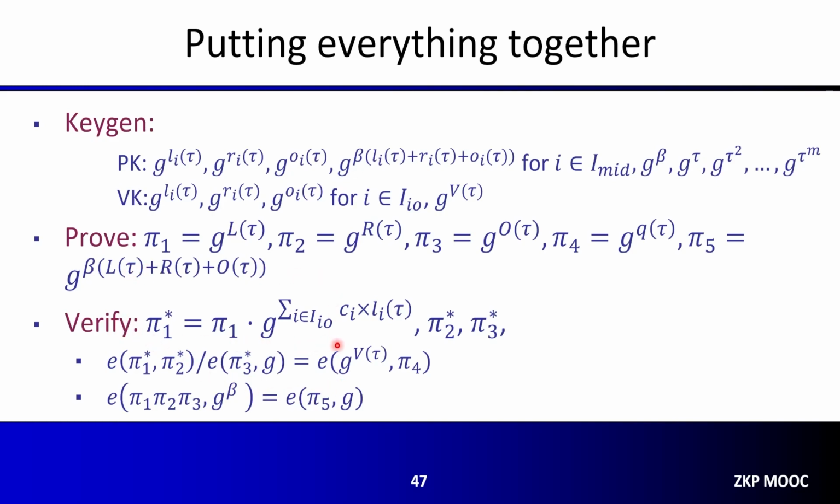And to verify the correctness of this proof, the verifier first computes the pi1 star, pi2 star, and pi3 star, and then checks these two pairing equations. And if these checks are true, then the verifier knows that the prover is computing the circuit evaluation correctly that satisfies the quadratic arithmetic program equation. So that is the formal description of this SNARK based on QAP.